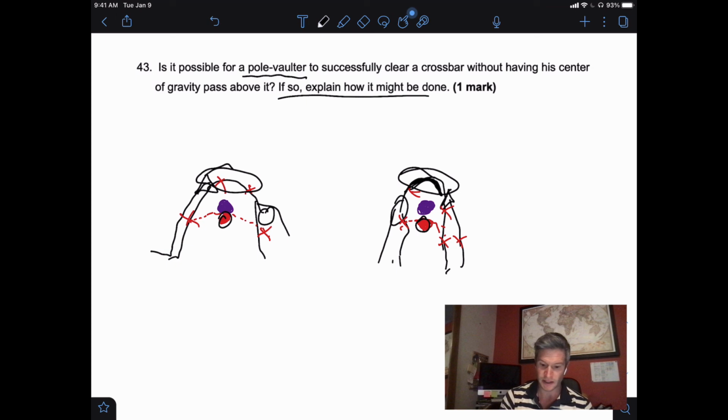It would be like a pike, you could say, because they hit a pike position, which would be this over here. They can get their center of mass below the bar. Okay, that's that one.